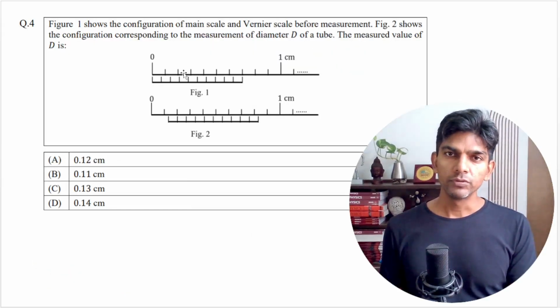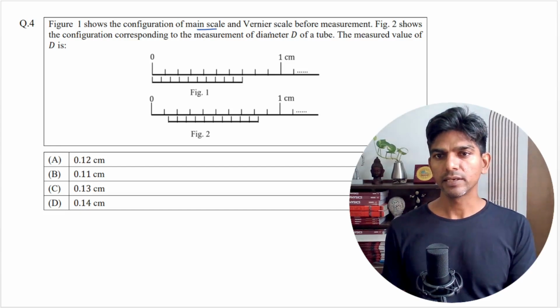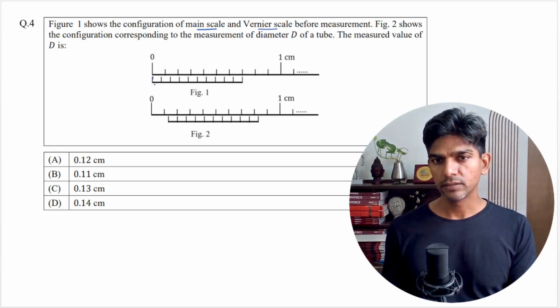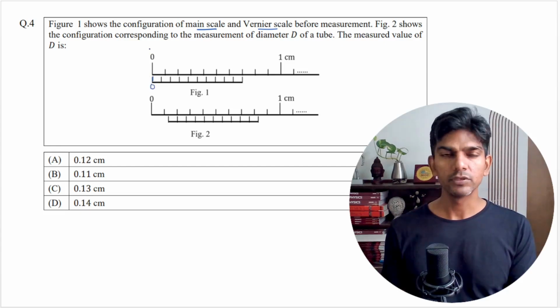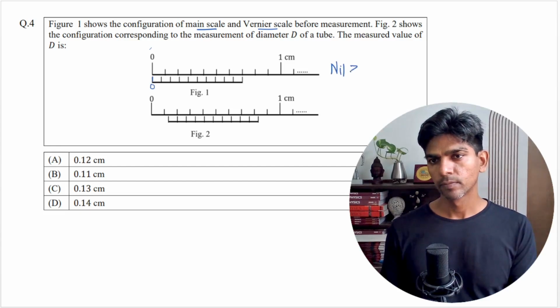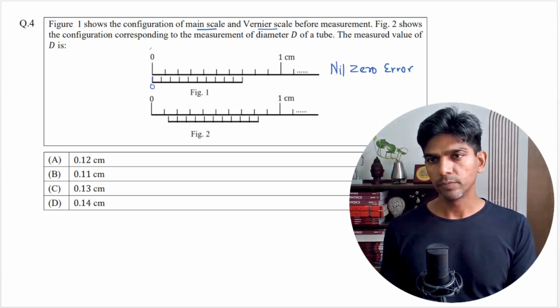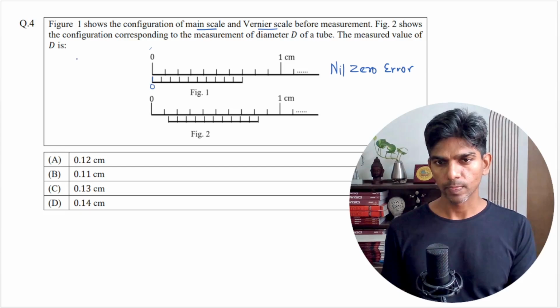So this is question 4 of JEE Advanced 2025 paper 1. A very basic question. Let us see. Figure 1 shows the configuration of main scale and vernier scale before measurement. So before measurement, if you can see, the 0 of the vernier scale is coinciding with the 0 of the main scale. So it means there is no zero error, right? So nil, 0 error. Figure 2 shows the configuration corresponding to the measurement of the diameter d of a tube. The measured value of the diameter d is, right?